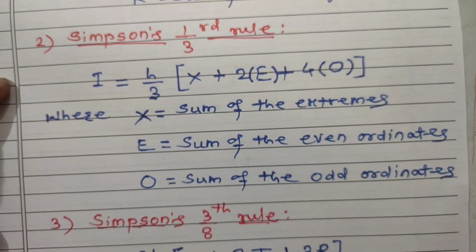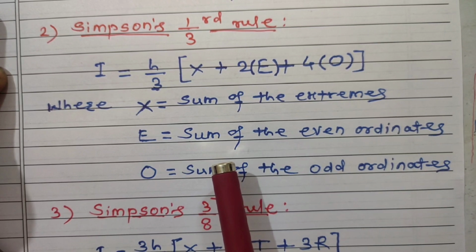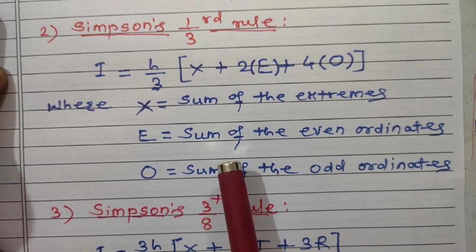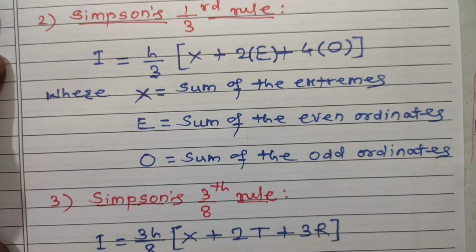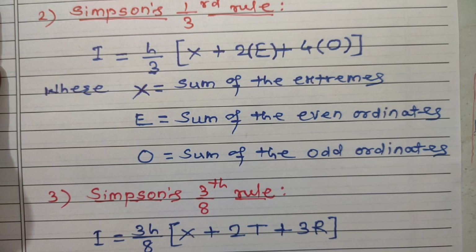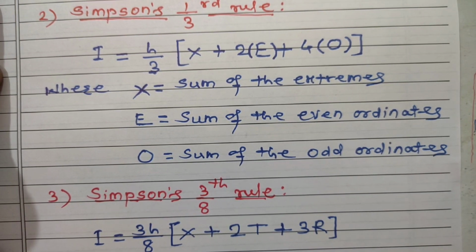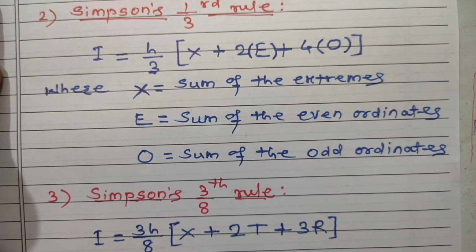Here you have to remember, in case of Simpson's 1/3 rule, number of intervals must be multiples of 2. Then only you can apply Simpson's 1/3 rule. And in case of Simpson's 3/8 rule, number of intervals must be multiples of 3. Means if there are 6 intervals, then you can apply all 3 rules: Simpson's 1/3 rule, Simpson's 3/8 rule, and trapezoidal rule.